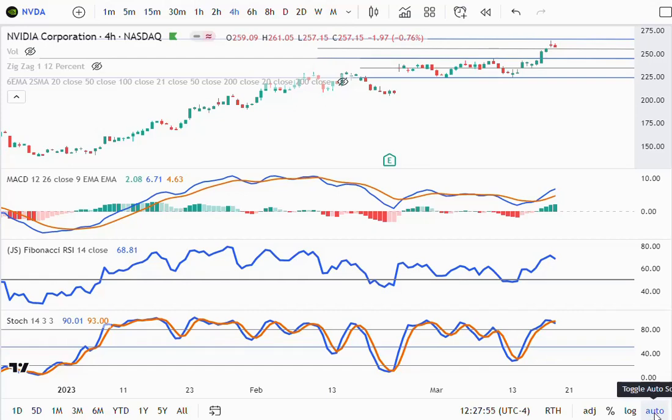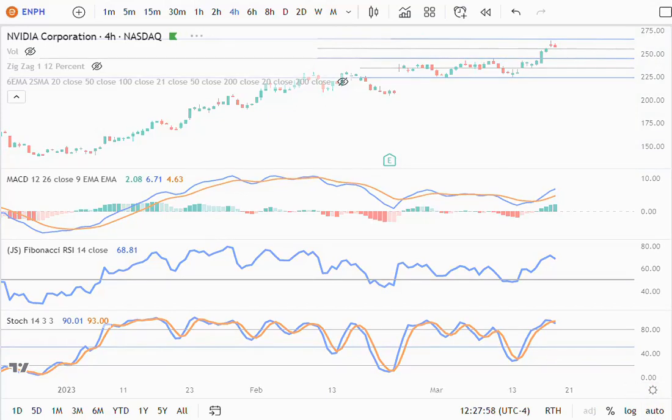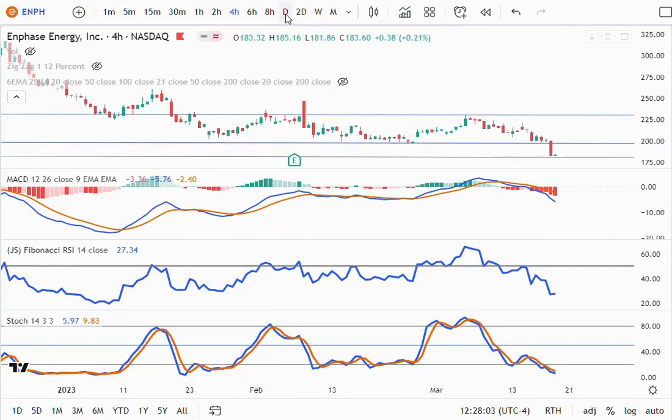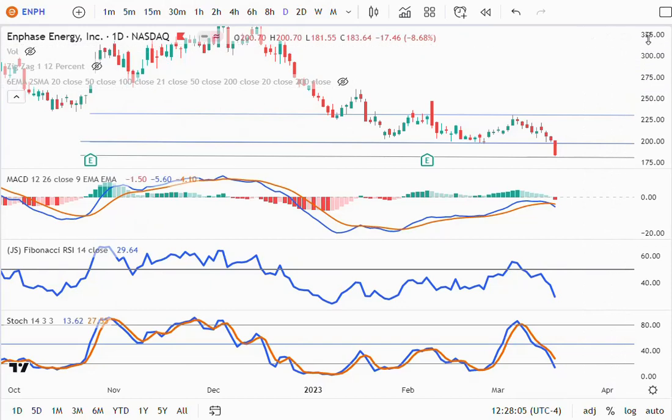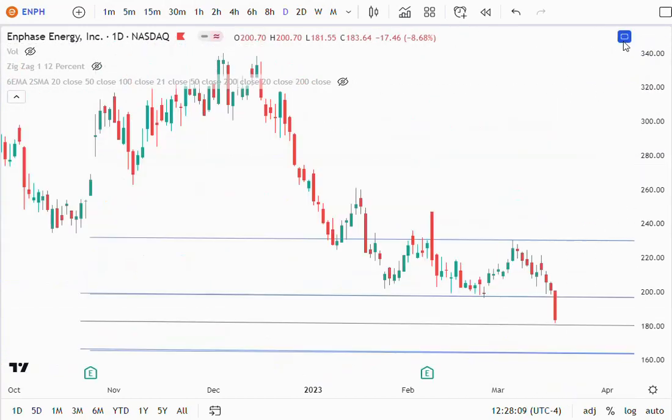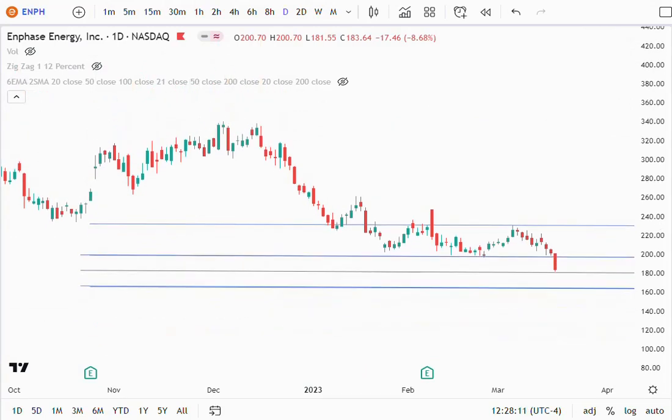So those would be the levels I would be watching. If we look at Enphase very quickly, this one does not look good at all. Let me just zoom out so you can see. You can see that after trading between this level and this level, it has broken to the downside.